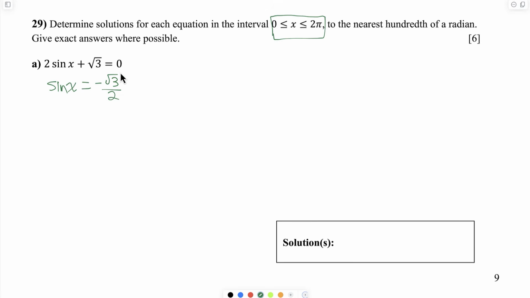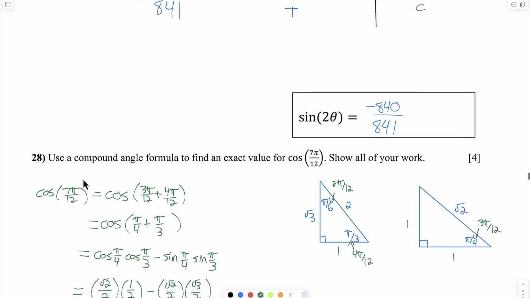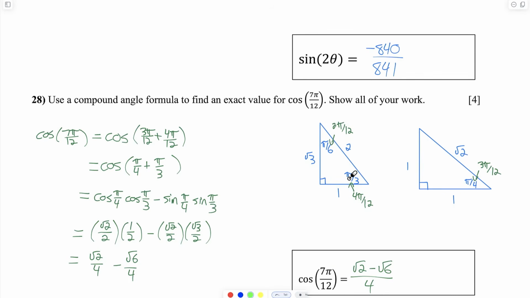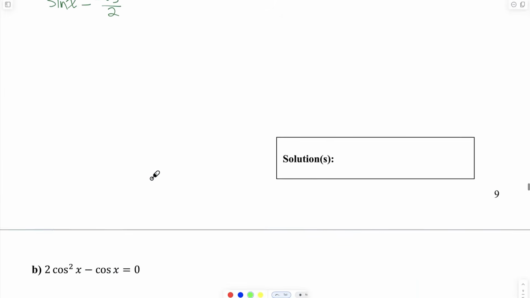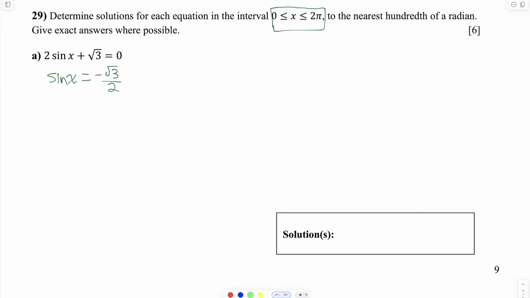I recognize that ratio from a special triangle. Root 3 over 2. I can make a sine ratio of root 3 over 2 by using pi over 3 as my reference angle. Sine of pi over 3 equals opposite over hypotenuse, root 3 over 2. So I'm going to use pi over 3 as my reference angle, but I'm going to make sure to draw it in the correct quadrants to make the sine ratio negative. So let me do a little drawing here.